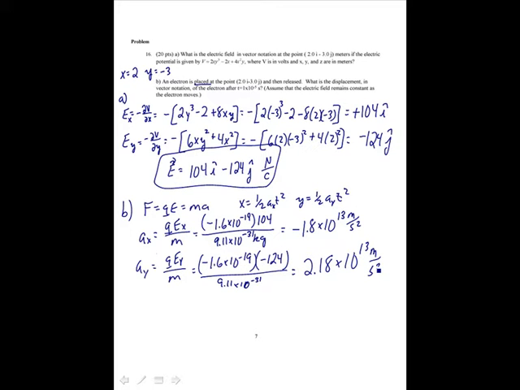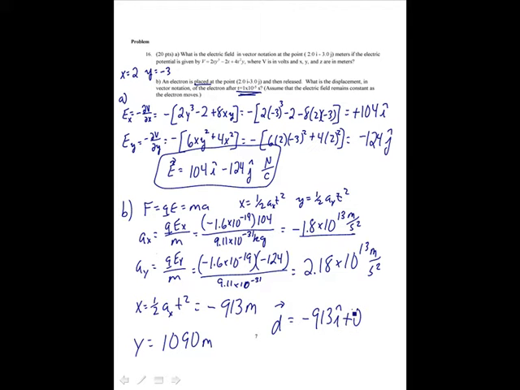And then we solve for our x and y values. So x is 1/2 a_x t squared, where t is 1 times 10 to the minus 5th seconds. If we plug in a_x and t, we find that x is equal to minus 913 meters. And if we do a similar thing for y, it's 1090 meters. So we could express our displacement as minus 913 i plus 1090 j, in meters.